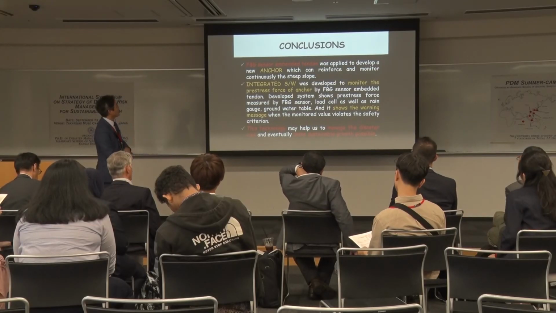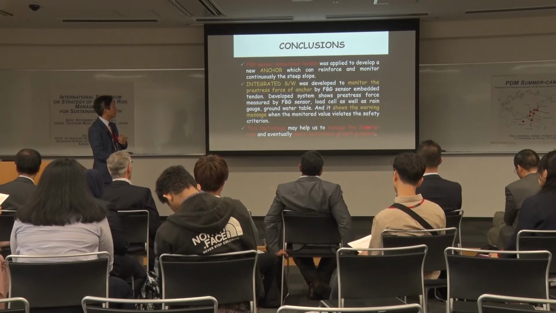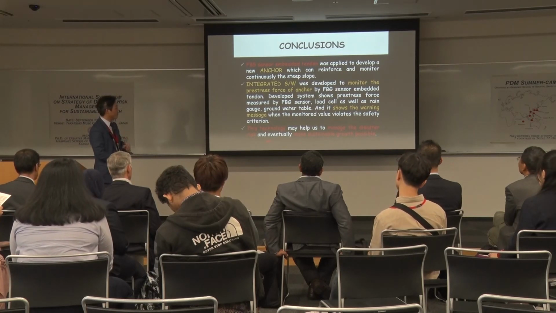So this is the conclusion. The FV sensor embedded tendon was applied to the anchors to reinforce and monitor the steep slope simultaneously. And these systems can show a warning message when the monitored value violates the safety criterion. So I think this technology may help us manage disaster risk and eventually make sustainable growth possible.